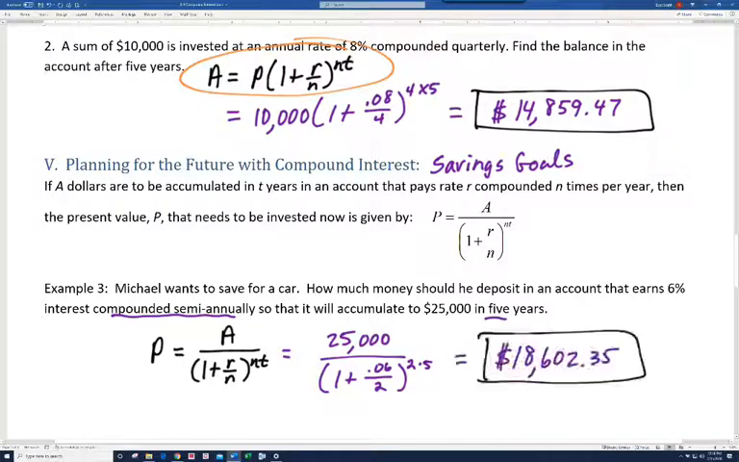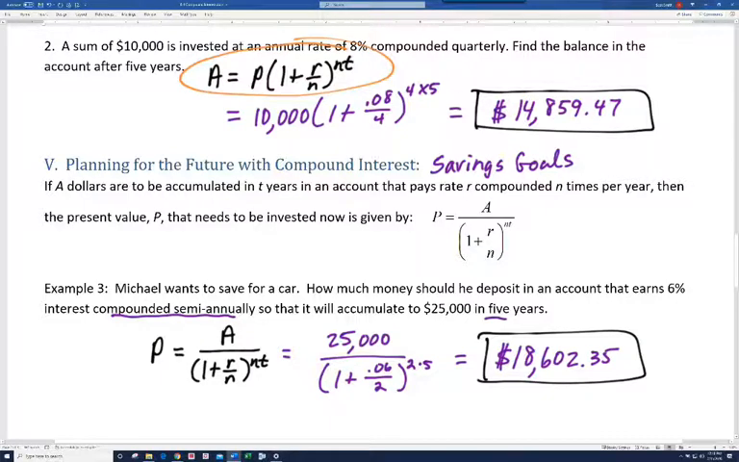And when you plug that into your calculator, you should get $18,602.35. So in 5 years, you're making some pretty good interest. That would be nice. Now, here's the problem. How many of you have $18,600 and some to just throw into a banking account for 5 years? Most people are not able to do that.